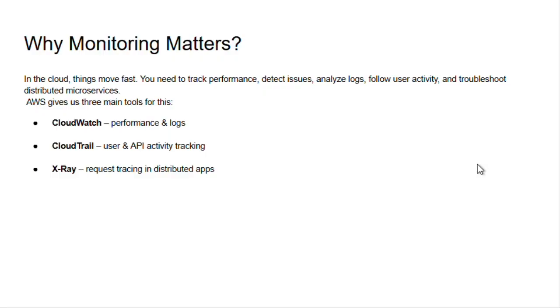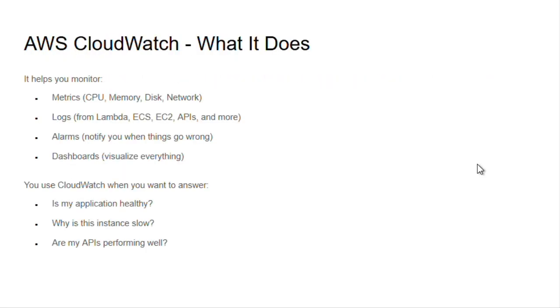First, why monitoring matters. In the cloud, things move fast. You need to track performance, detect issues, analyze logs, follow user activity, and troubleshoot distributed microservices. AWS gives us three main tools for this. CloudWatch. It helps with performance and logs. CloudTrail. It helps with user and API activity tracking. X-Ray. It helps with request tracing and distributed apps. Let's break each one down.